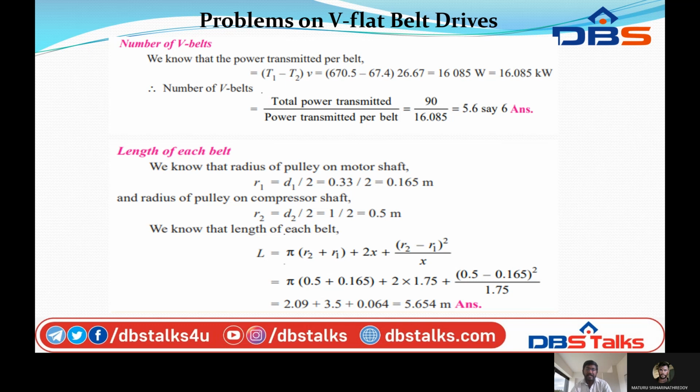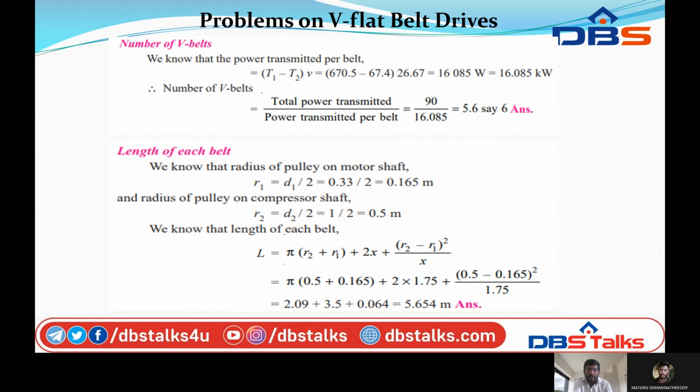Next, calculate the length of each belt. We know that the radius of the pulley on the motor shaft, R1, is equal to D1 by 2. So D1 is 0.33, divided by 2, that is equal to 0.165 meters. And the radius of the pulley on the compressor shaft, R2, is equal to D2 by 2, that is equal to 1 by 2, 0.5 meters.